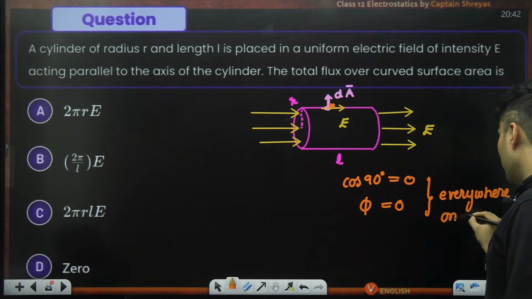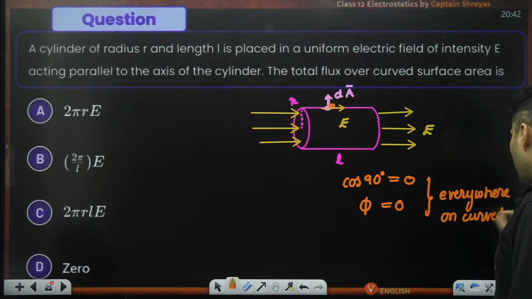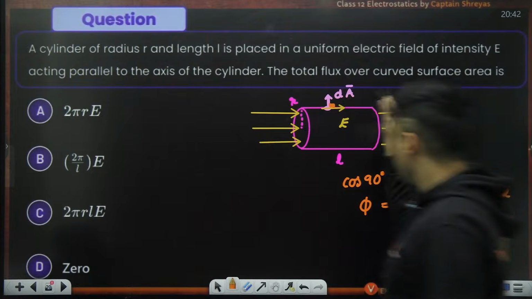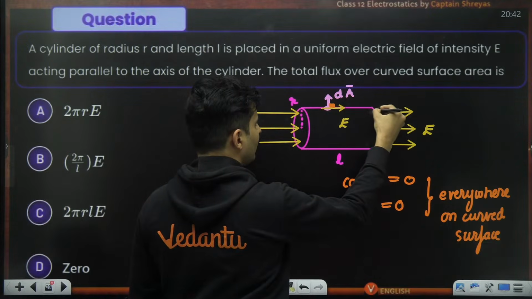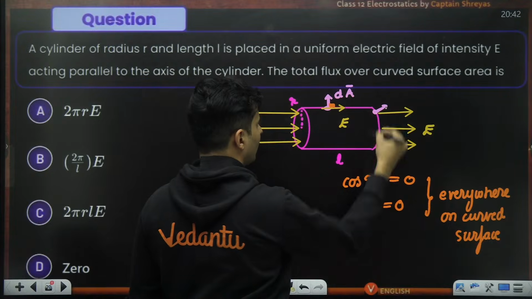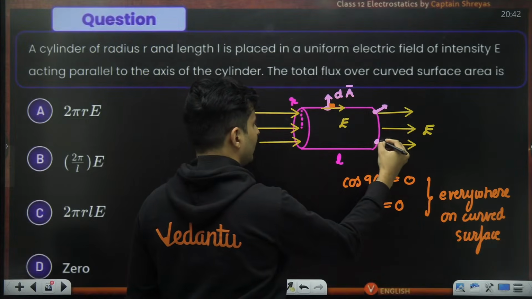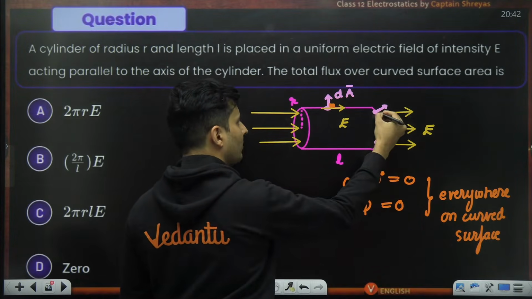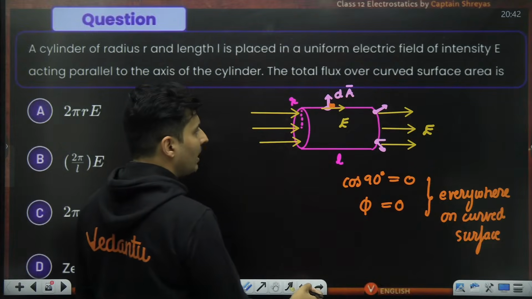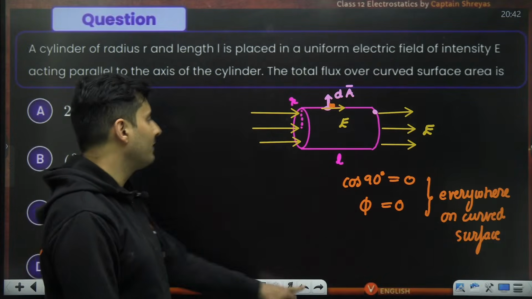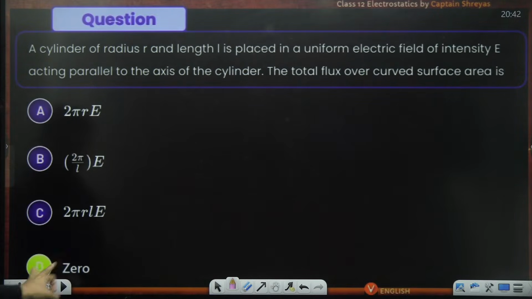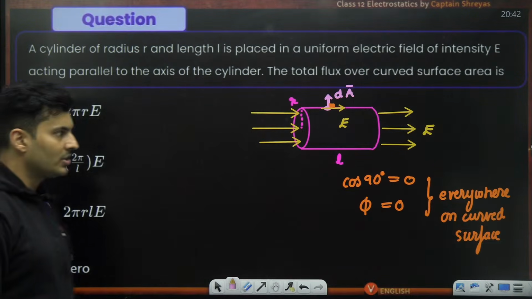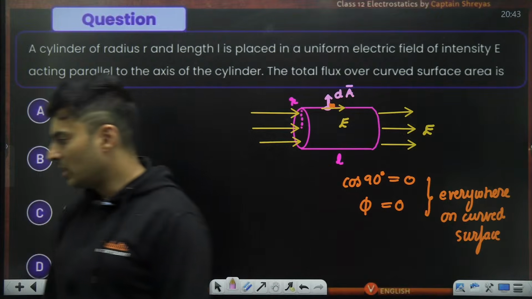Everywhere on the curved surface, no matter where you take that area. Even if you take that area vector maybe somewhere over here or over here, in that particular plane, that area vector will be perpendicular to that particular field. So everywhere the flux is 0, so the net flux must be option D, which is 0, which is absolutely right.